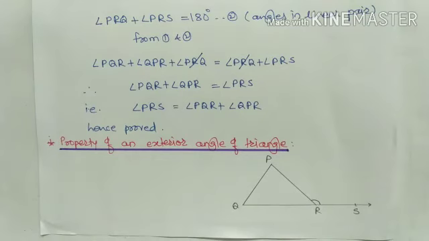Now, the property of an exterior angle of a triangle. Here in the figure, angle PRS is an exterior angle of triangle PQR, and the property of the exterior angle of a triangle is: the measure of an exterior angle is always greater than its remote interior angle. It means that in this figure, angle PRS is greater than angle P and also angle Q.